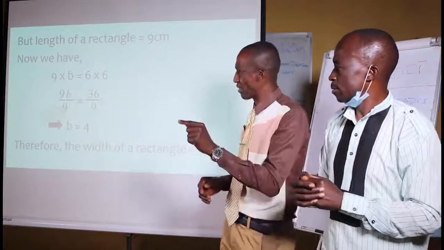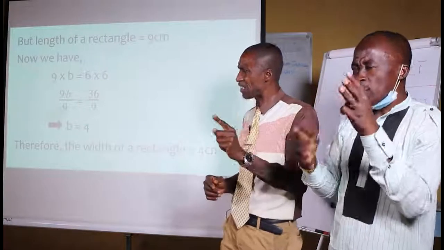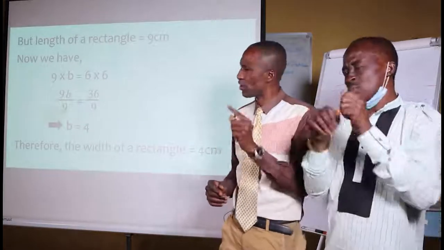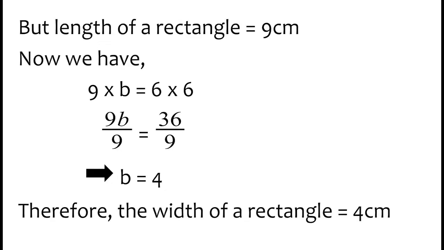But you were asked to calculate the width of the rectangle, which can also be known as the breadth of the rectangle. So we now have our length is 9. So that gives us 9 times b equals 6 times 6. And 9 times b is 9b, 6 times 6 is 36.